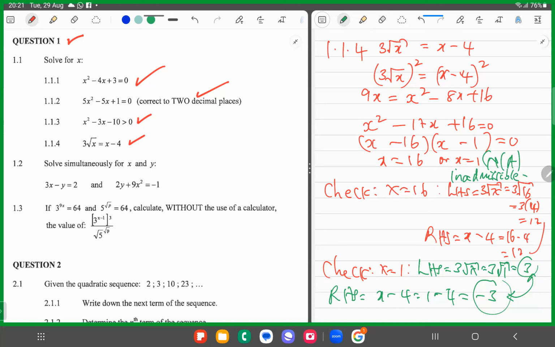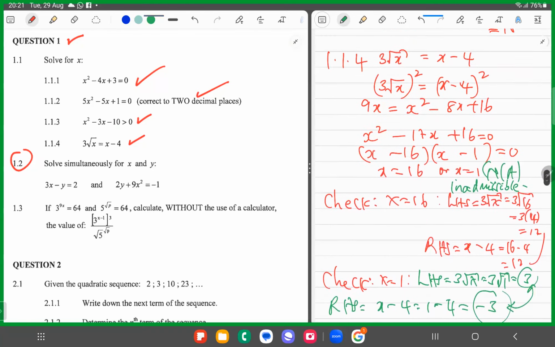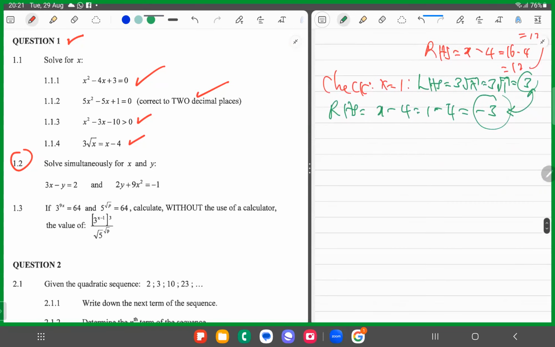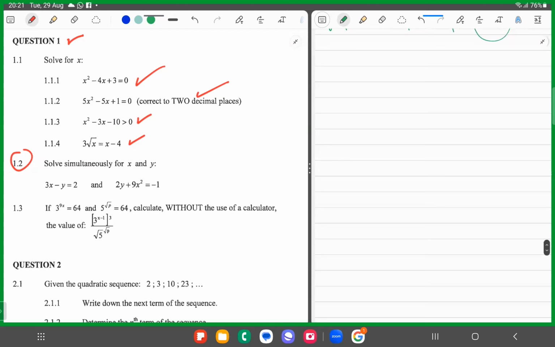That one. Okay, so we're done with that one. So we move on to 1.2. Let's practice some simultaneous equations after this. Okay, right. So how do we deal with simultaneous equations and how to solve equations simultaneously?